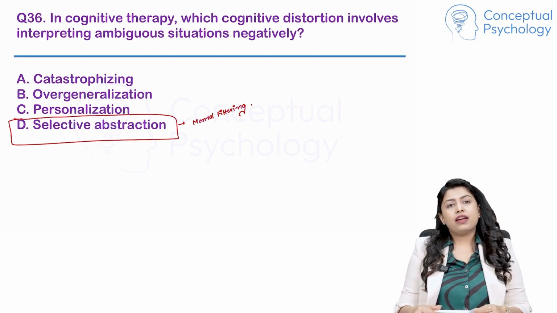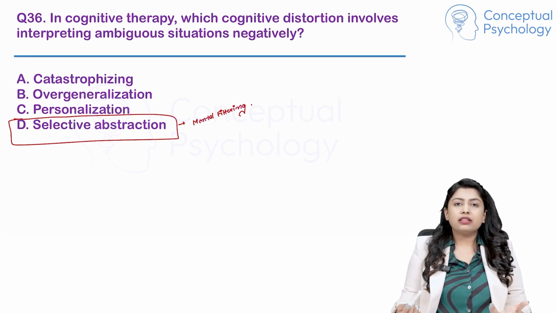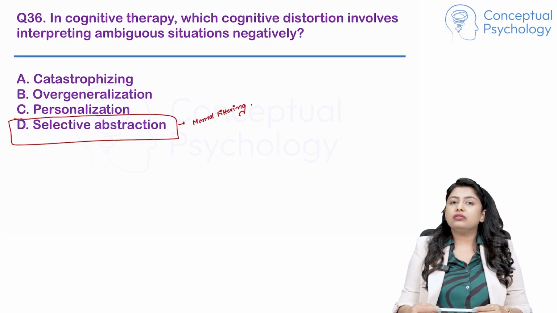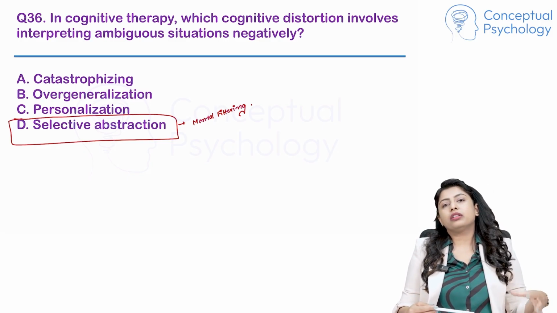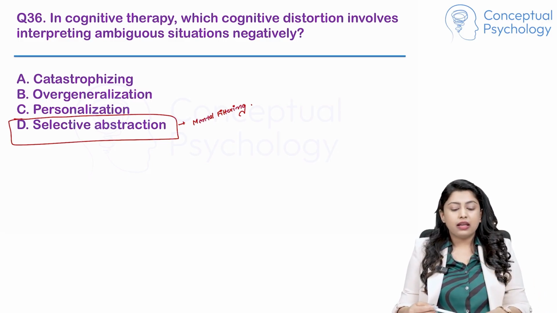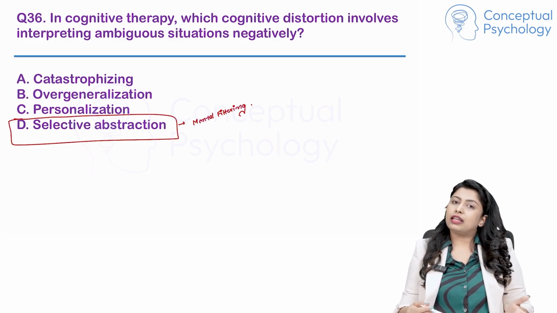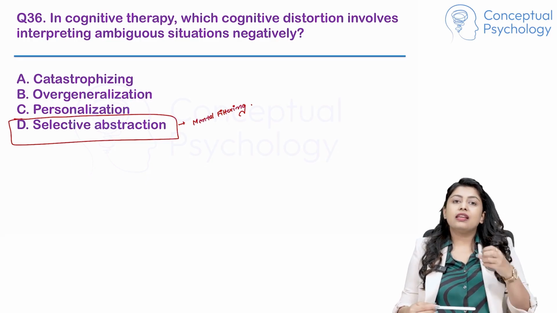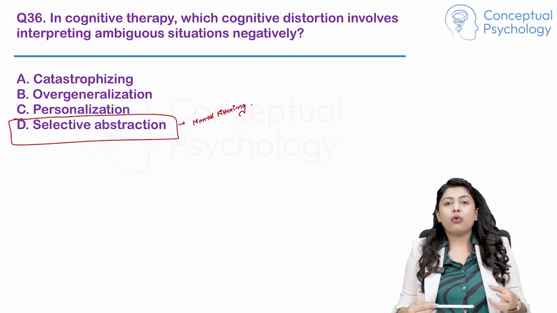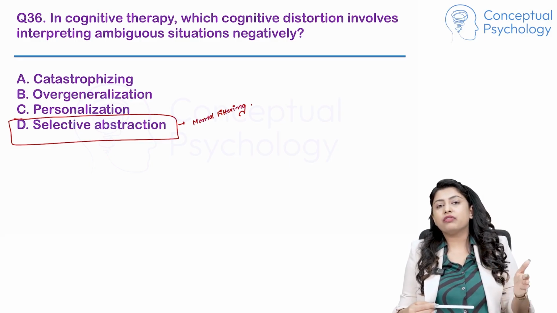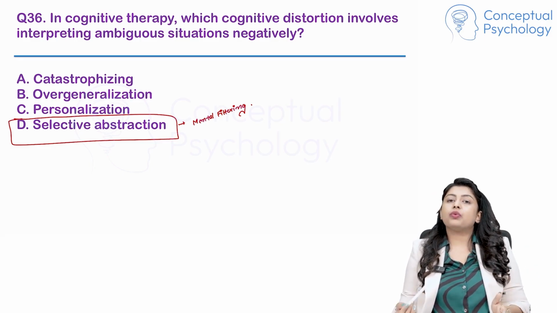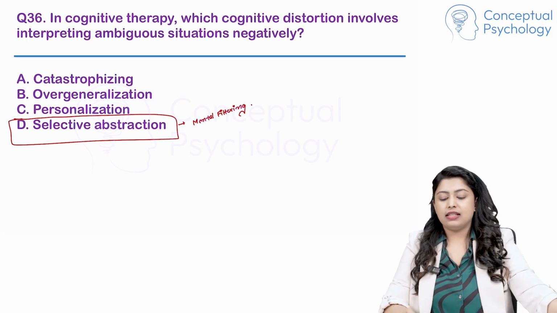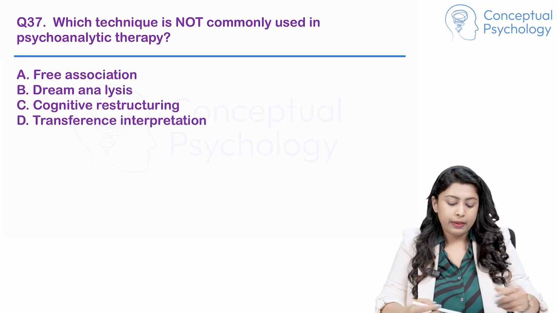What is catastrophizing? Where you are expecting the worst possible outcome. Overgeneralization, where we draw broad conclusions from single events. Personalization, taking excessive responsibility for negative events. Hence, selective abstraction involves filtering out the positive information and focuses only on the negative aspect of the situation. Hence, D is the correct answer.